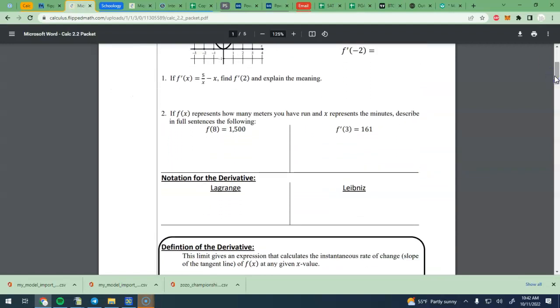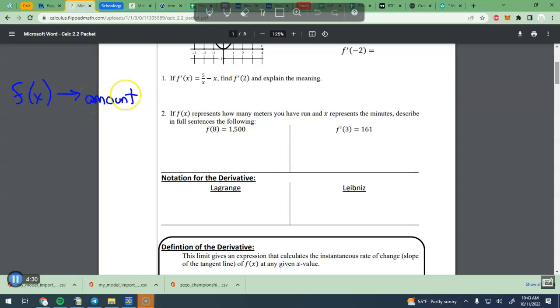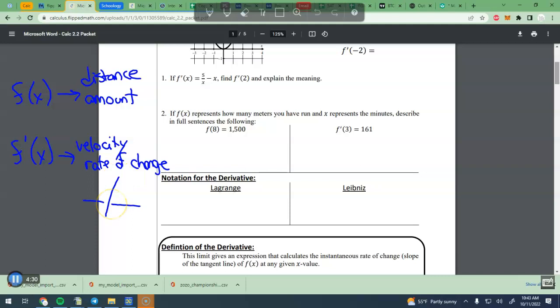Number 2. This is an important thing to understand the difference between. If I'm at the f of x level, I'm dealing with the amount of something, or a distance, which is still an amount, like an amount of feet. If I'm dealing at the derivative level, I'm dealing with a velocity, or a rate of change, which has to be something per something.